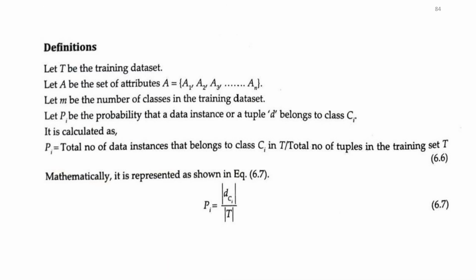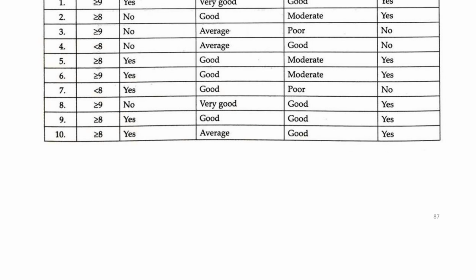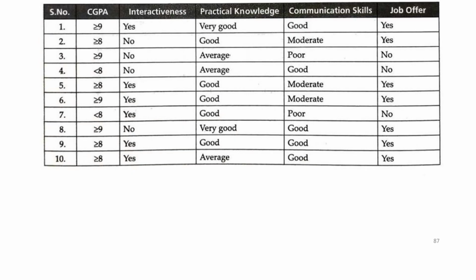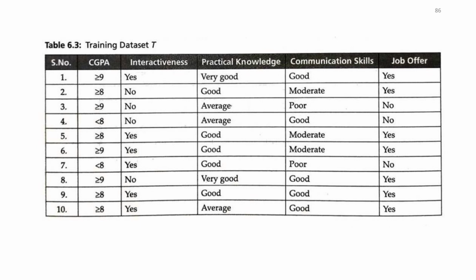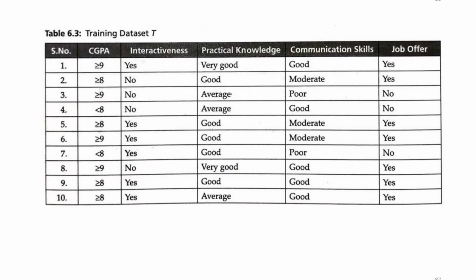Now we'll take one simple problem. This is the data set given. The columns are serial number, CGPA, interactiveness, practical knowledge, communication skills, and the job offer. The target column is the job offer.